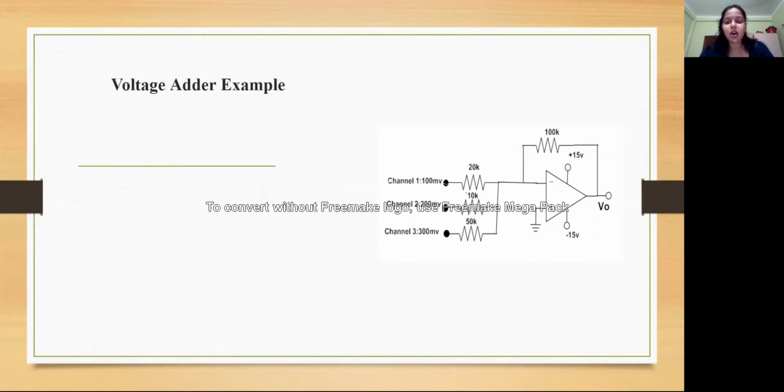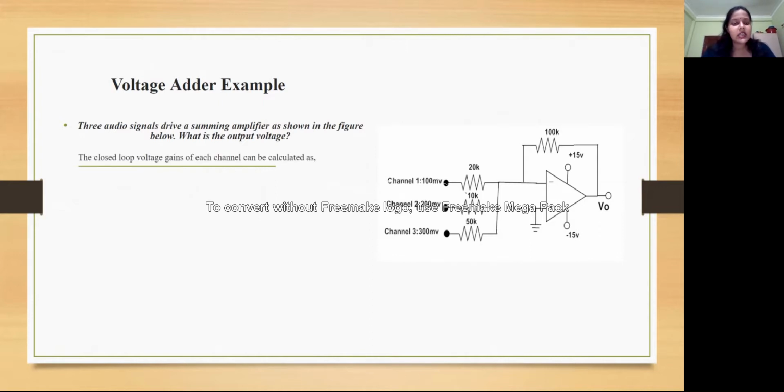This is a circuit of an adder where 100 millivolt, 200 millivolt and 300 millivolt are connected as input voltages with resistances of 20k, 10k and 50k ohm respectively, and we have 100k as the feedback resistance. We need to calculate the output voltage. First you can draw the circuit and then we will solve it. So the question is: audio signals drive a summing amplifier as shown in the figure below, what is the output voltage?